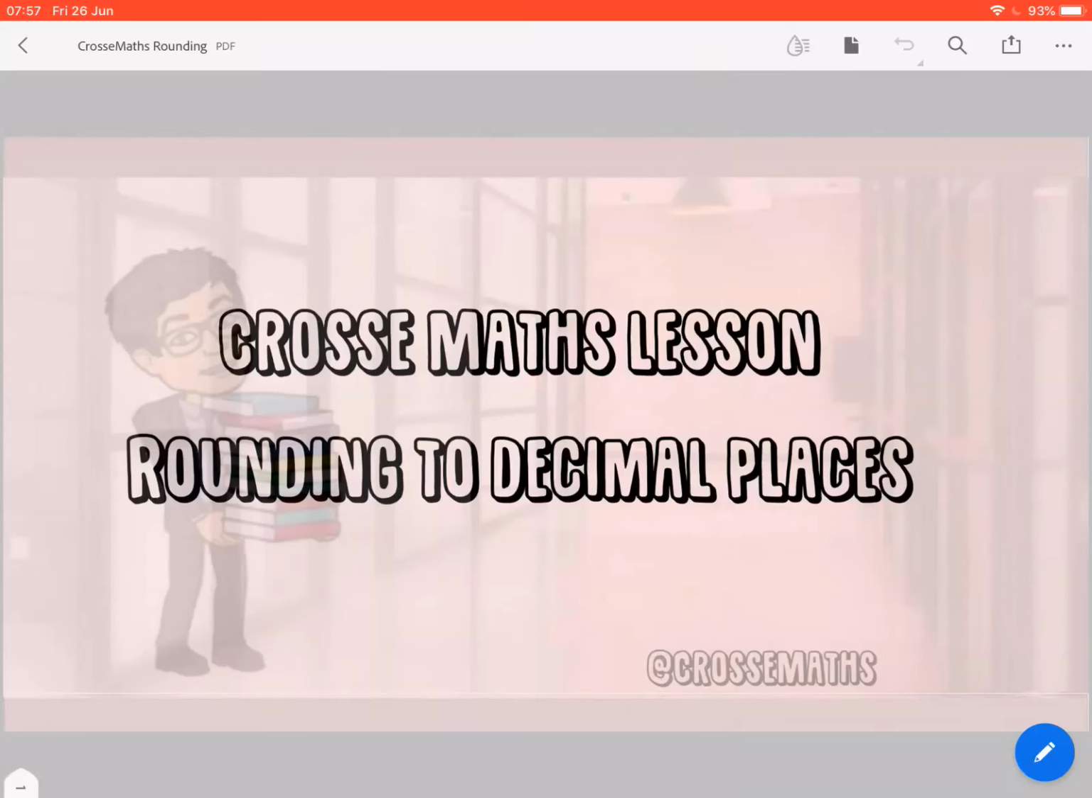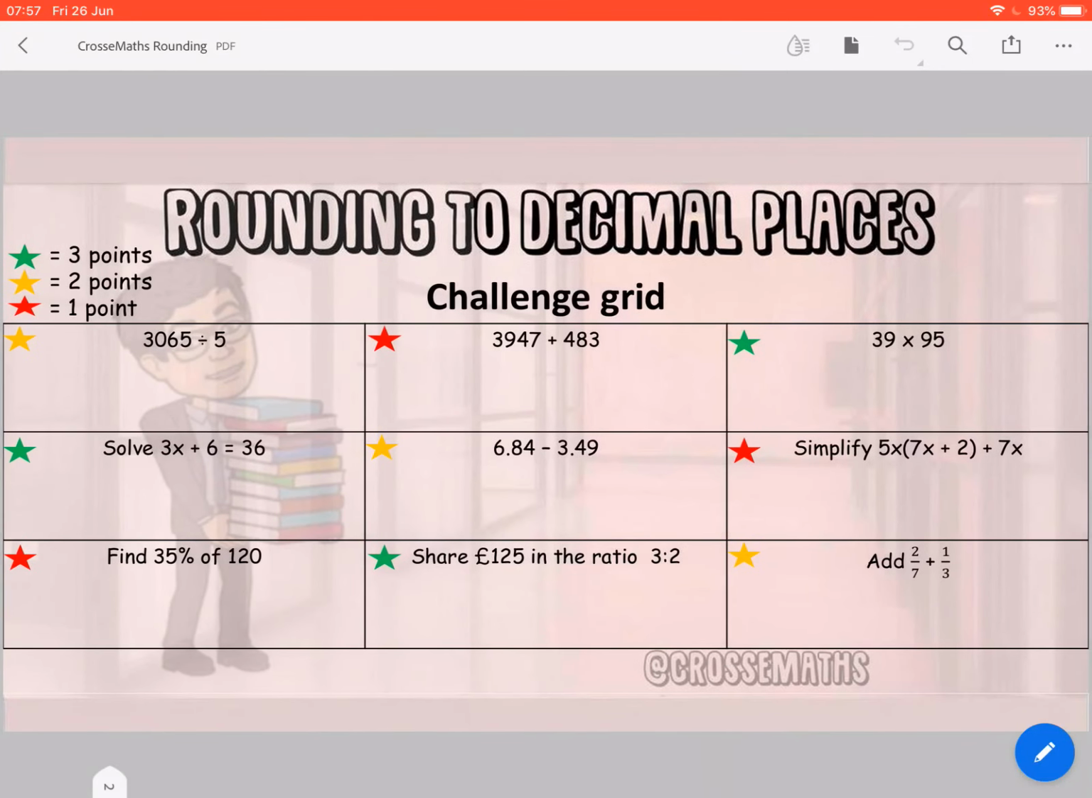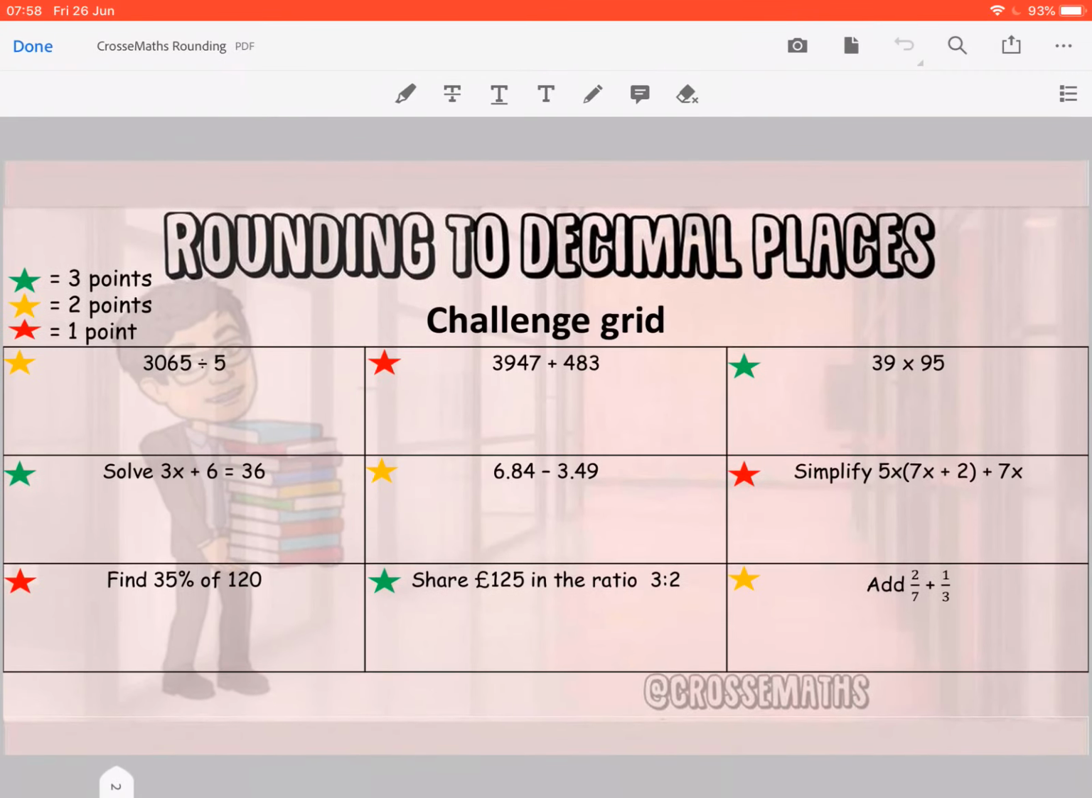Okay, this morning we're going to be doing rounding to decimal places. So what I'd like you to do, make sure you've got a pen, pencil, everything in front of you. I'd like you to look at this grid, pause the video, and have a go at all of those questions, please.